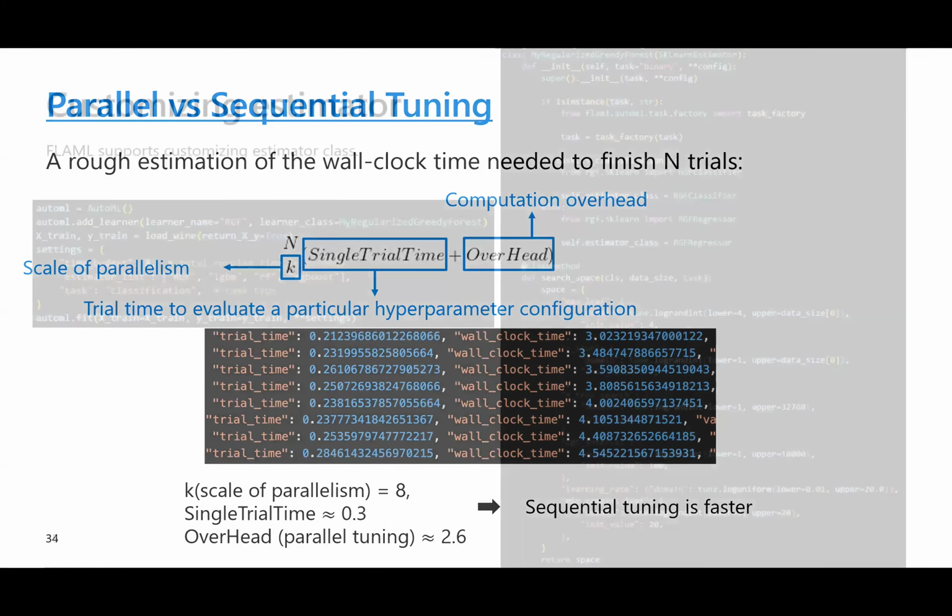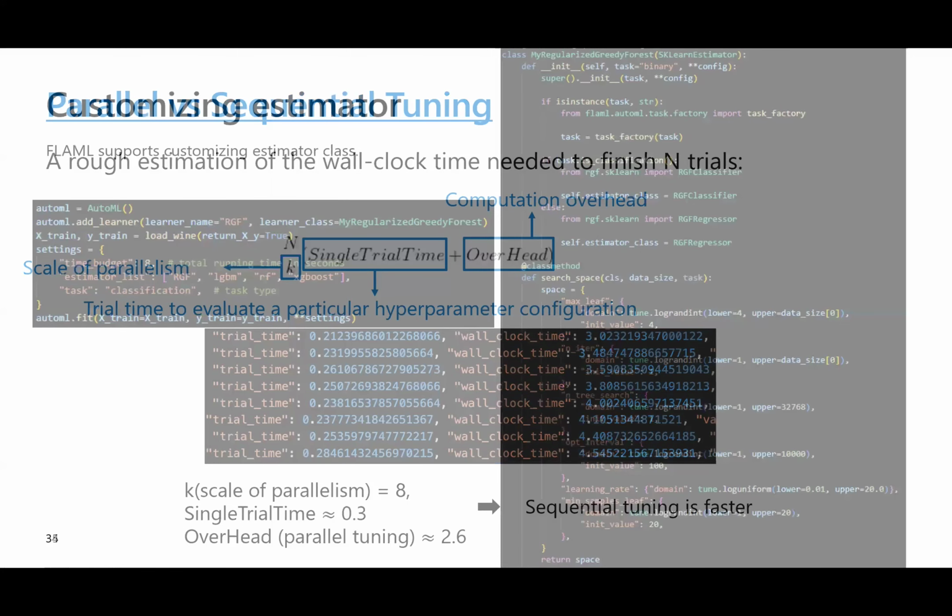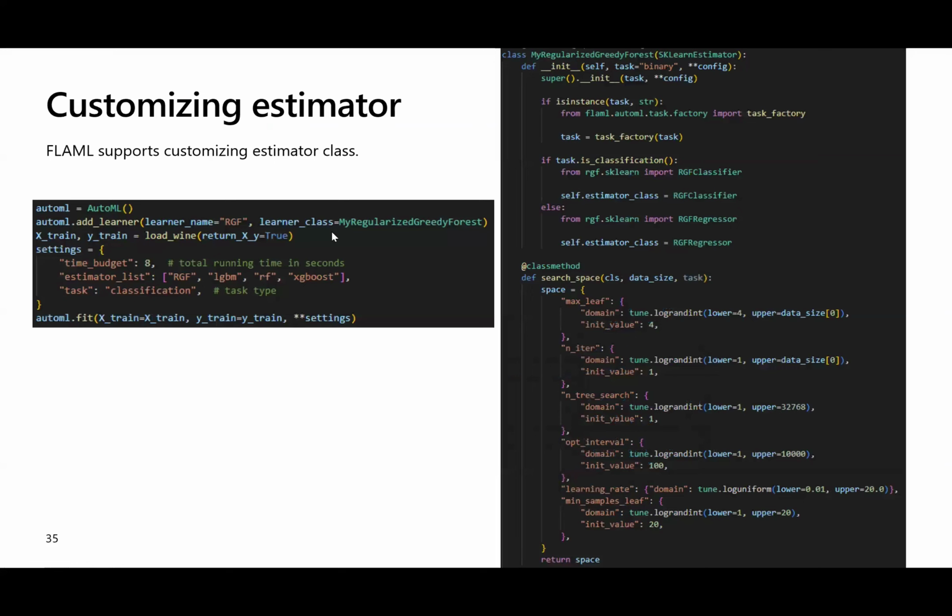Okay, so next we will be covering customization of the estimator and the metric. I will give you some examples. If you don't find an estimator that fits your needs inside FLAML and you want to create your own, you don't need to change the code of FLAML. But we welcome your new contributions.